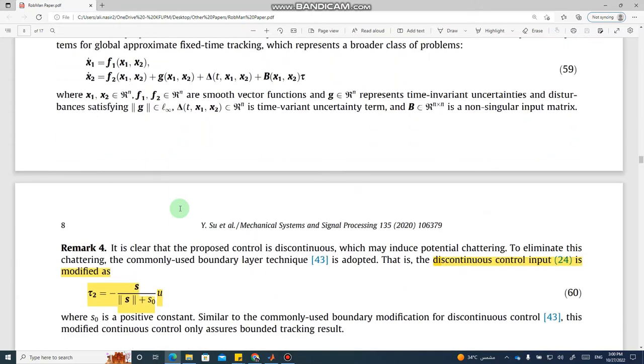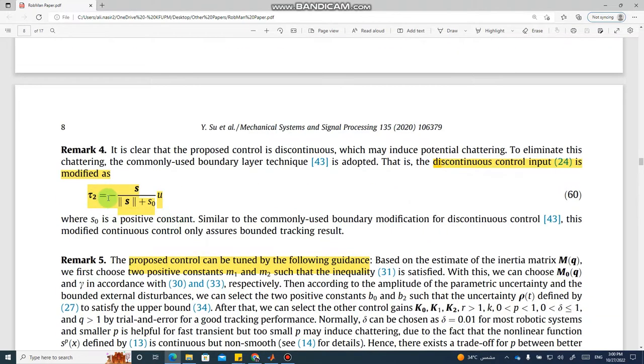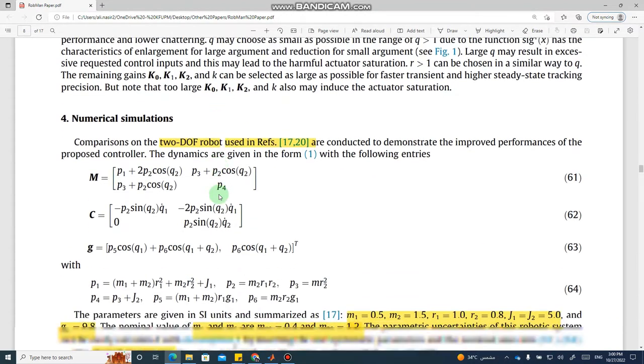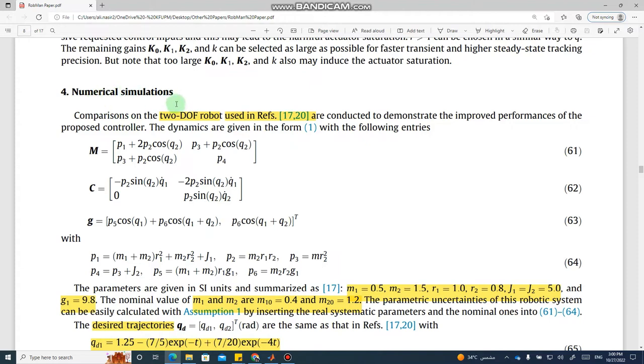Let's go right to the end. Here there's another remark, that instead of tau 2 being s over norm of s times u, you can also have tau 2 become s over the norm of s plus s naught, into u. That will make the control a little bit smoother. And this is the numerical example that we are going to simulate today.